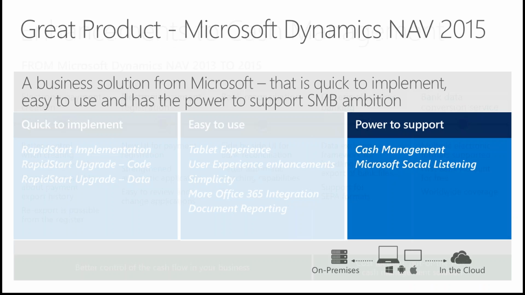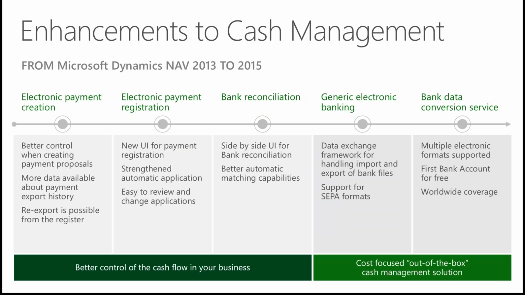I won't demonstrate it, and I've got a slide in a moment. I'll show you where there are videos that you can watch about electronic payment creation, electronic bank registration, and bank reconciliation. The payment creation, in the payment journals, you now have the ability to export your payments out to your bank and track what's been exported. And if it's been exported and something's wrong, you can credit it back and re-export. And you have full traceability of what you transmit to your bank electronically.